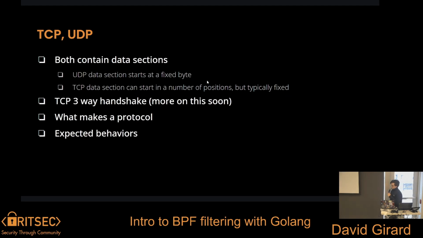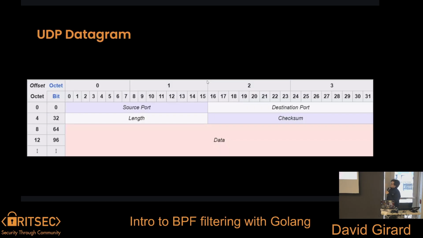Now that we're on to layer 4, we've found where the layer 4 packet starts, and we know that we can start reading with load indirect. There's 2 things we need to do. We need to find the data section in TCP and the data section in UDP. For TCP, there's some nonsense we have to think about with the 3-way handshake for later on when we send packets. And then we also have to think about what makes it a protocol, what the expected behaviors are, and things we have to look out for when we're trying to parse the packets. The easier of the 2 is the UDP datagram. This is straight off of Wikipedia.